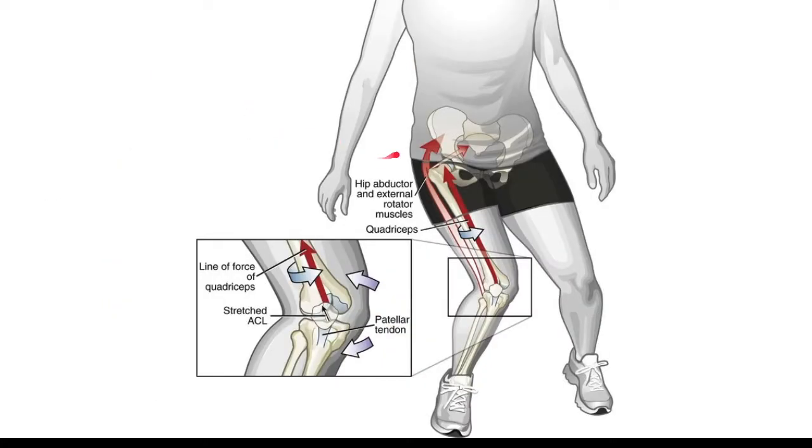Okay, so let us revise it again. The compensatory movement at the hip joint is hip internal rotation. At the thigh, it is adduction. And at the knee joint, it is tibial external rotation.